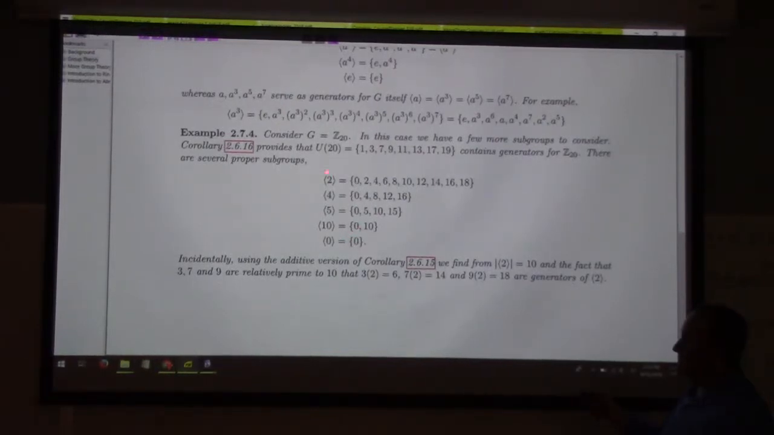So if you picked, like on the Z20, tried to make 3 a generator, that would not be cyclic? If you make 3 a generator of Z20, you get the whole thing. Oh, okay.